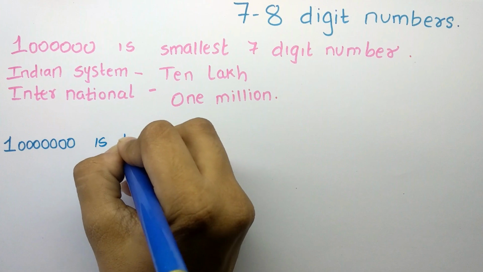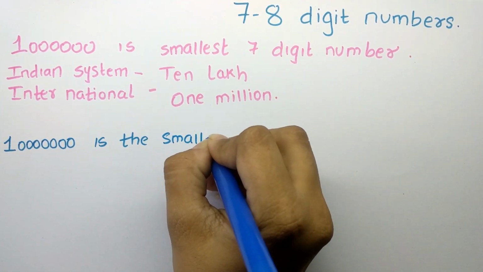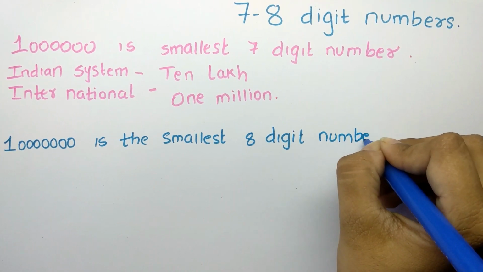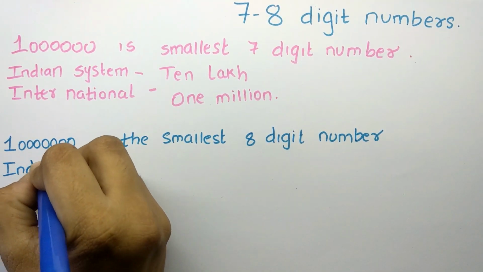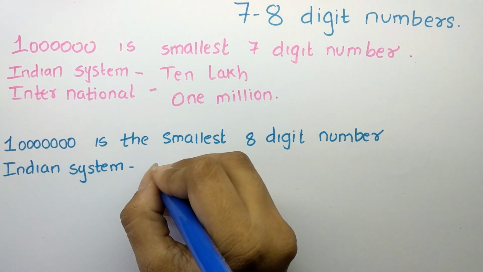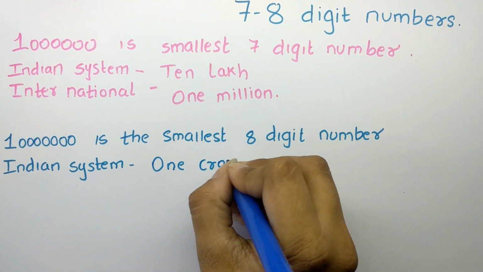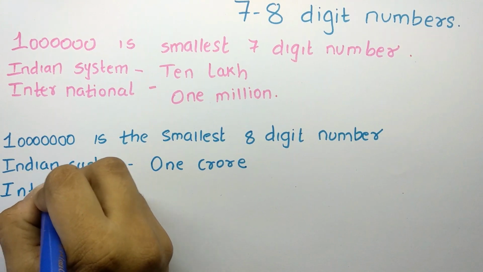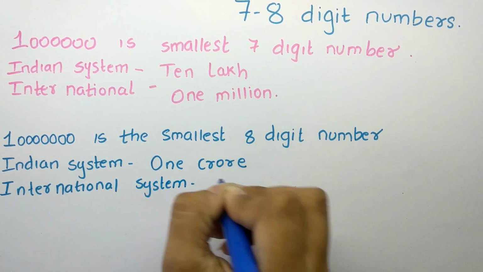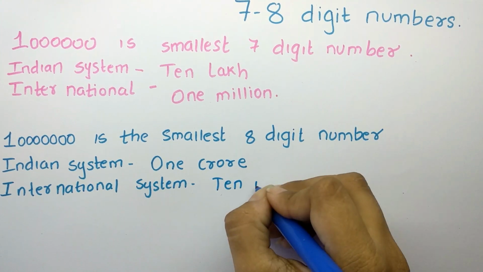1 followed by 7 zeros is the smallest 8 digit number. We call it 1 crore in the Indian system of numeration, and we call the same number 10 million in the international system of numeration.